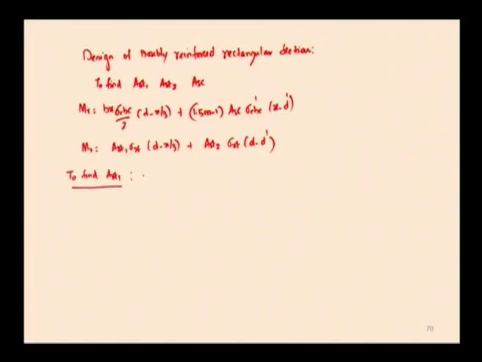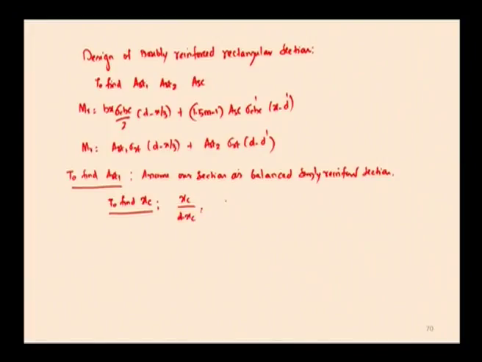Now, first to find out AST1. When you find out AST1, assume our section is a balanced singly reinforced section. When you want to find out the balanced singly reinforced section, we need to first find out XC. XC by d minus XC is equal to sigma CBC by sigma ST by m. Once you find out XC, we can find out what is AST1.